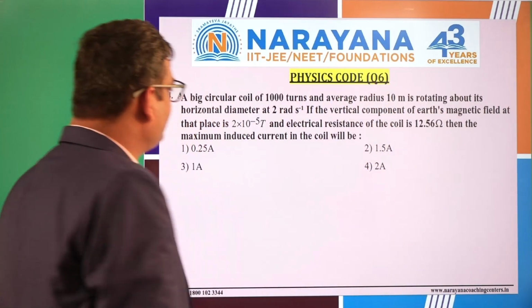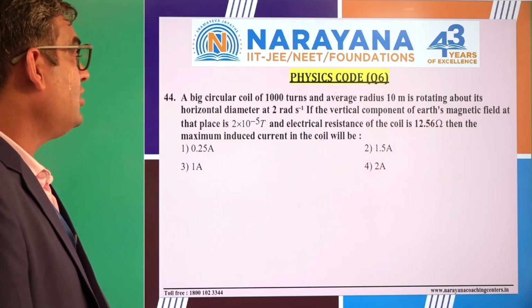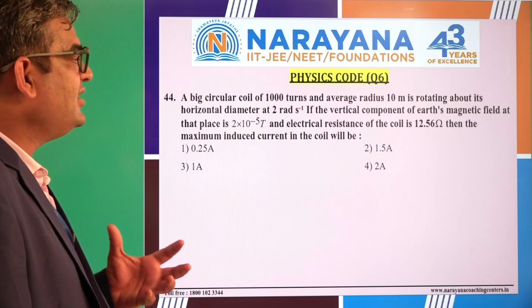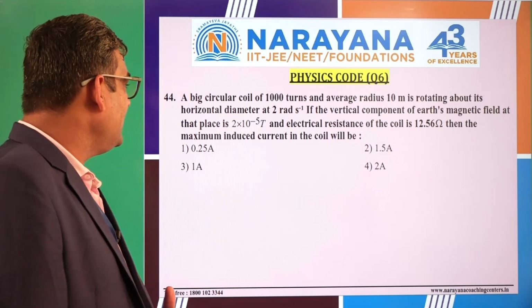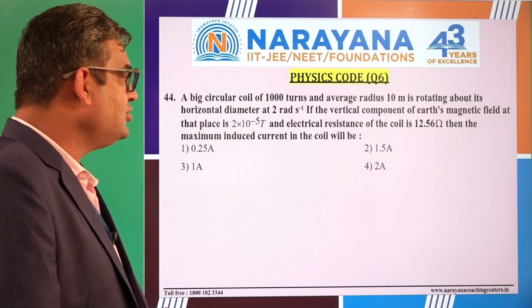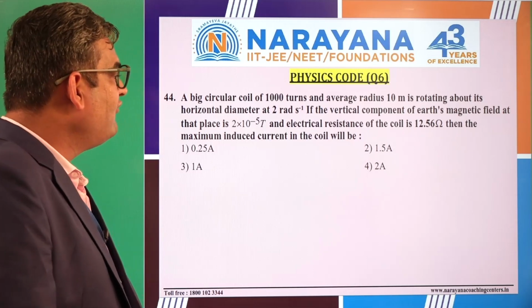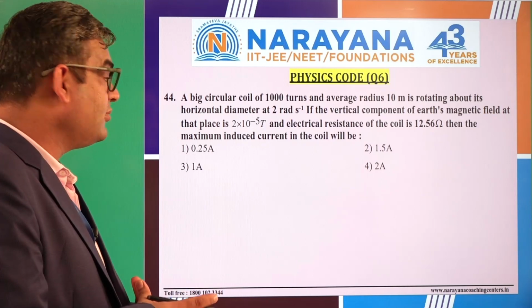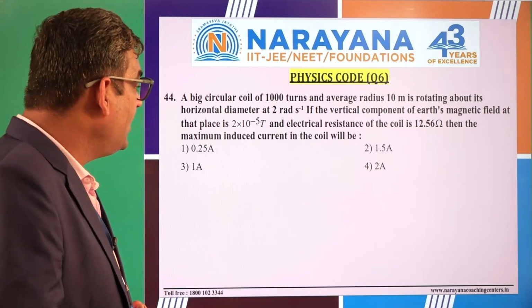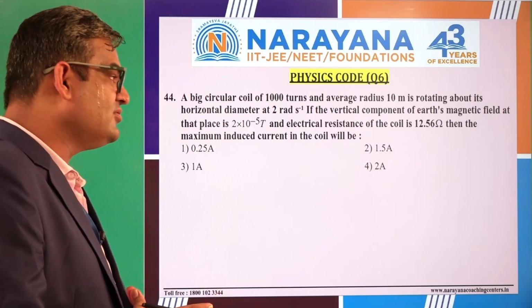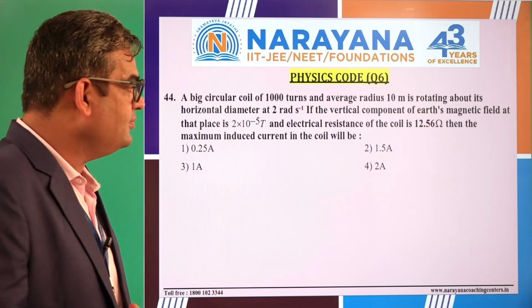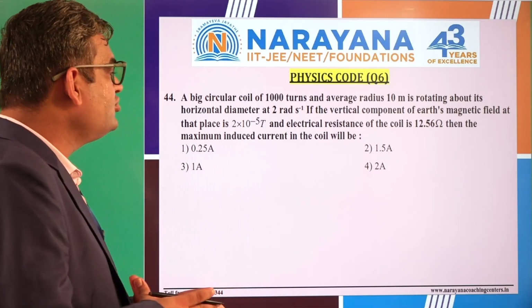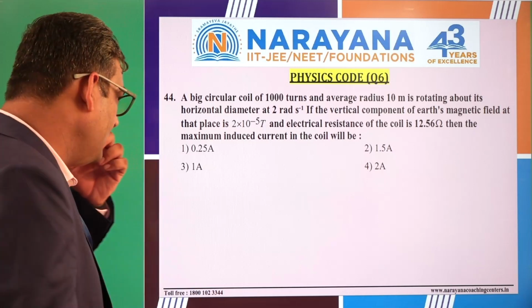Moving on to the next question. A big circular coil of 1000 turns and average radius 10 meter is rotating about its horizontal diameter at 2 radian per second. If the vertical component of Earth's magnetic field at that place is 2 into 10 raised to the minus 5 Tesla and electrical resistance of the coil is also given as 12.56 ohm, then the maximum induced current in the coil will be.